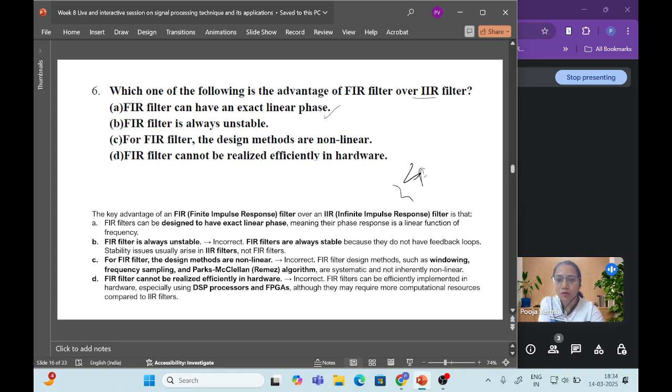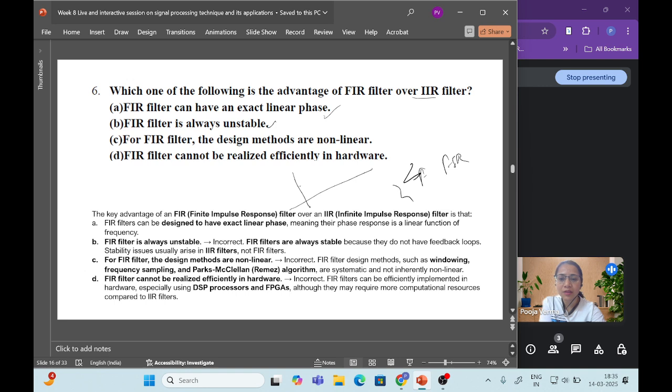Next, FIR filter is always unstable. FIR stands for finite impulse response, so it is a finite duration signal, so it is stable, not unstable. And for FIR filter, the design methods are non-linear. So that is also incorrect. FIR filter design methods such as windowing, frequency sampling, and the Parks-McClellan algorithm are systematic and not non-linear.